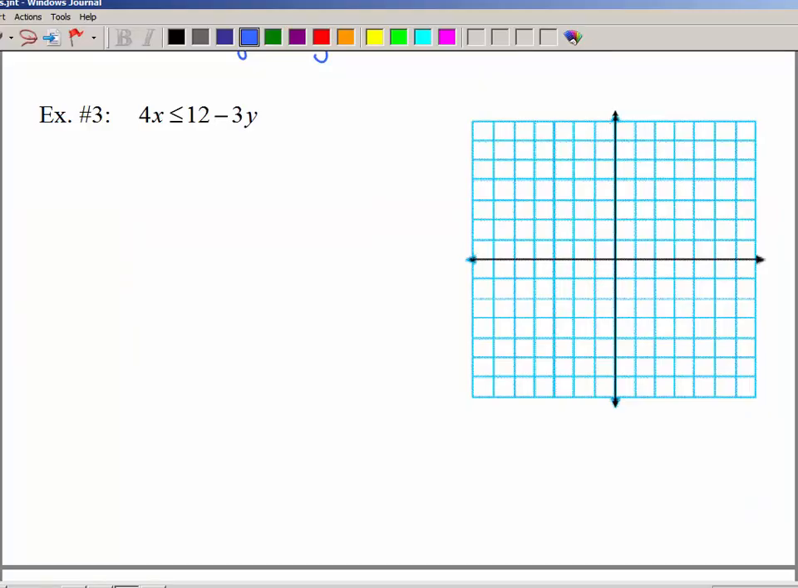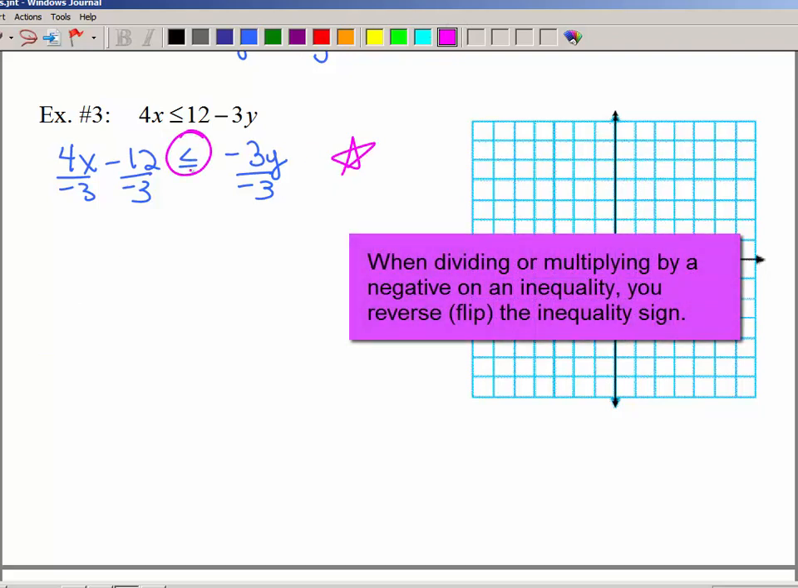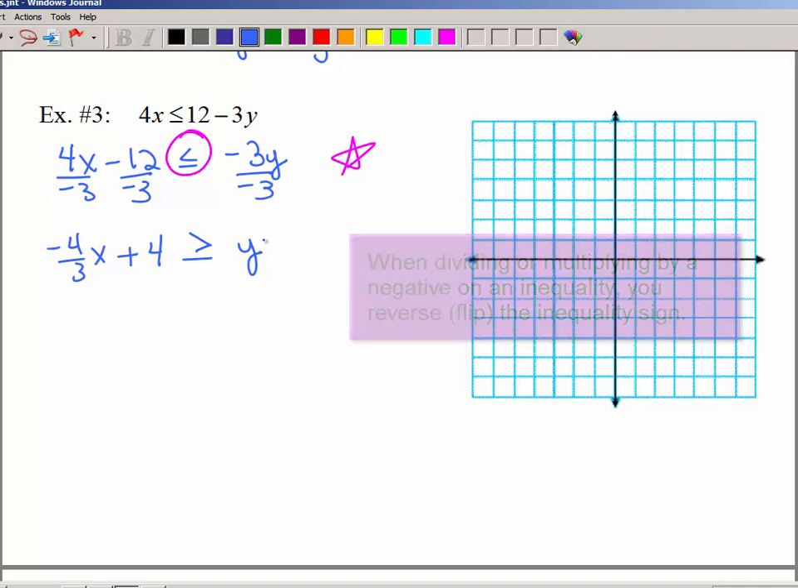Okay, so once more, we have a y on the right-hand side. I'm going to handle that. So I'm going to subtract 12. And now I need to divide by negative 3. Do y'all remember what happens when you divide by a negative with an inequality? You have to reverse that inequality. So I have negative 4/3 x plus 4, but now that's got to turn around, and that's y. So when you divide an inequality by a negative or multiply by a negative, you reverse the inequality.